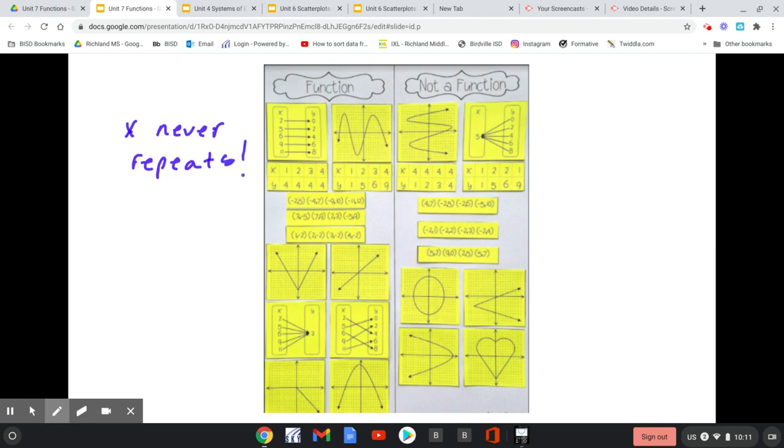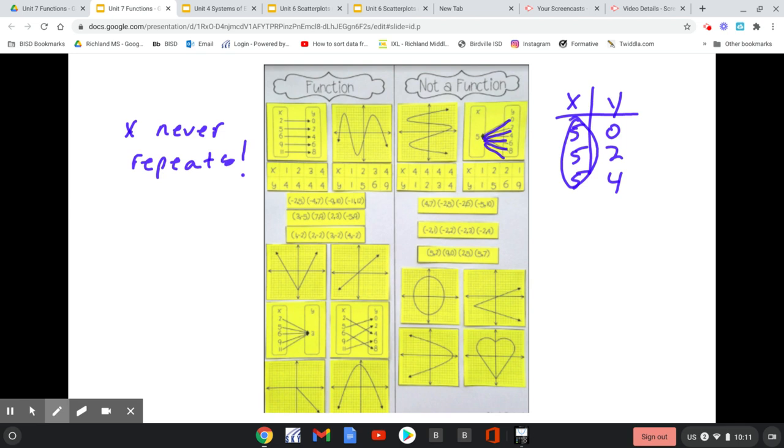And here is a mapping, and we can see that 2 goes with 0, 5 goes with 2, 6 goes with 4, and so forth. The x never repeats. On this side, we can see that 5 goes with 0, 5 goes with 2, 5 goes with 4, 5 goes with 6, and 5 goes with 8. So if you rewrite this as a table, if this is too hard for you to understand, you can see 5 goes with 0, 5 goes with 2, 5 goes with 4, and therefore x is repeating, so that is not a function.